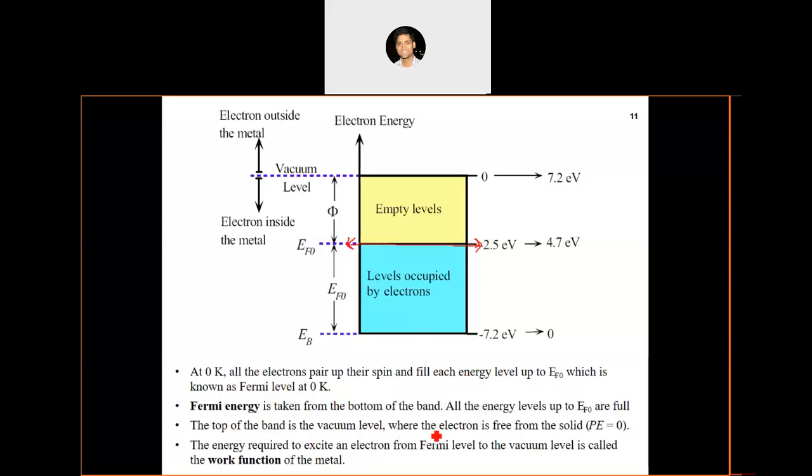The top of the band is the vacuum level, where the electron is free from the solid, which means potential energy is 0. The energy required to excite an electron from Fermi energy to the vacuum level is called the work function of a material. So basically, if you want to make an electron free from a solid, you have to give an amount of energy equal to the work function of the material. Okay. The work function of a metal is the amount of energy required to free an electron from the Fermi energy level. Those are some simple definitions which can be useful later.